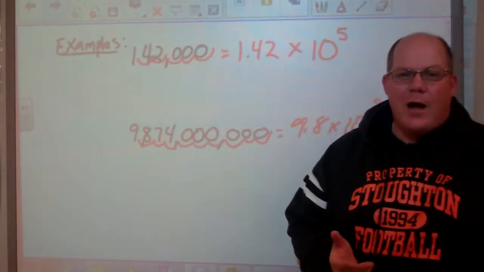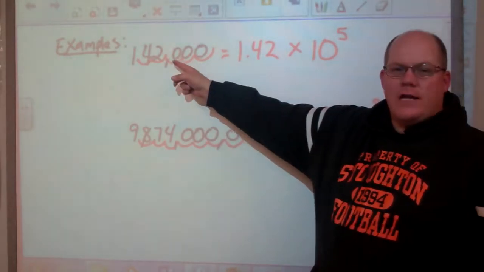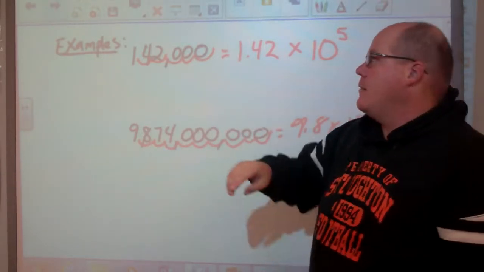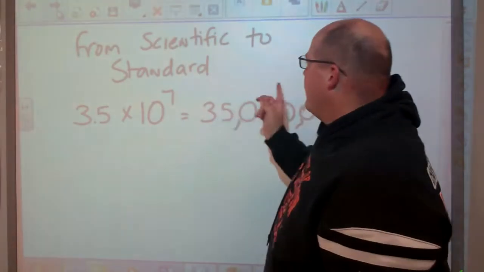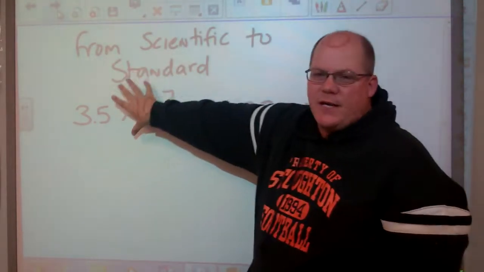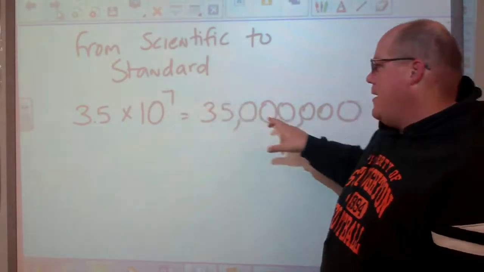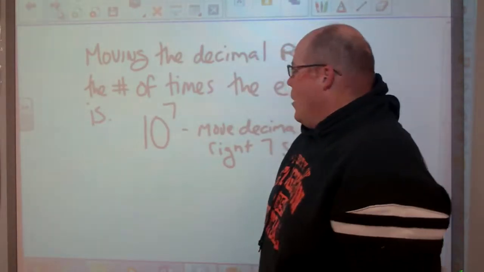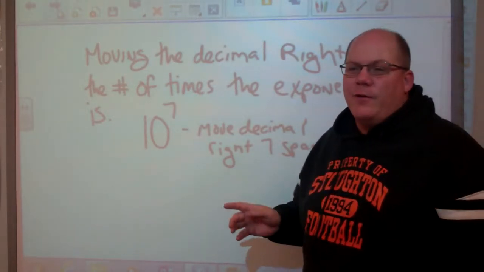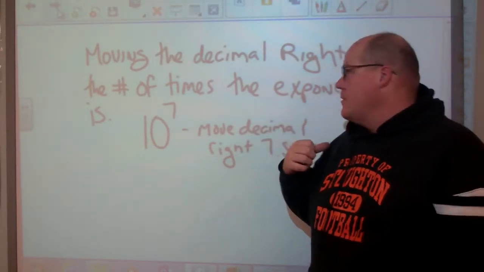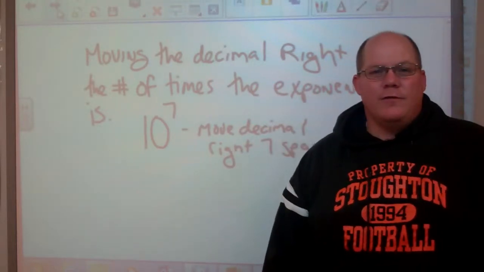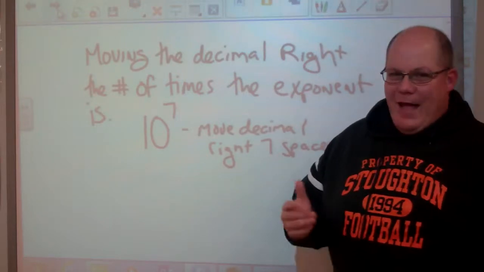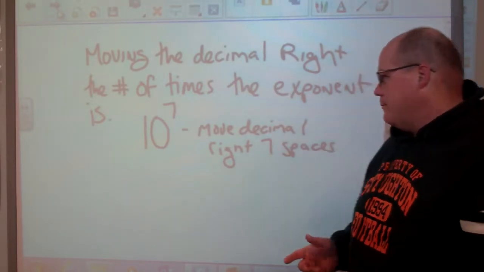Alright, so I've shown you how to get from standard notation to scientific notation. Now let's look at how to get from scientific to standard. So this is scientific notation. How do I write it in standard notation? Let's walk through the steps. Instead of moving the decimal left, we now have to move the decimal back to the right. How many times do I move the decimal? That depends on what the exponent is in your power of 10. Whatever the exponent is, that's how many times you're going to move it.